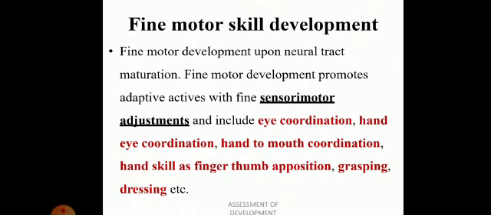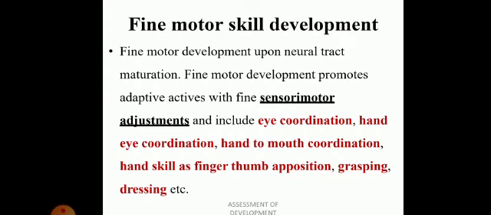So this was about gross motor. Now we are having a look at the fine motor skills. Fine motor means skillful movement. So this is fine motor development. It depends on your neural tract maturation. There are a few different activities. These are just examples. Clear? Other activities are also there, and those are included in fine motor skill development. But just for example, which are these activities?